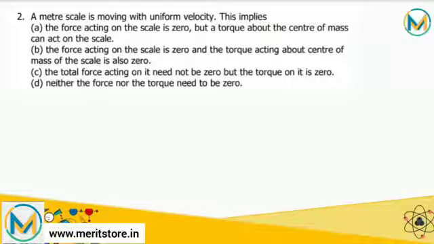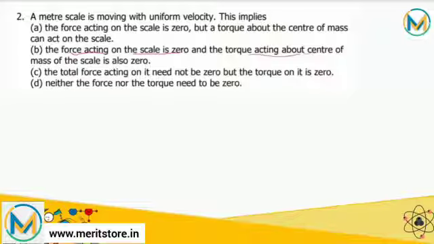This implies, so to solve this type of problem, we have to apply Newton's second law of motion. Newton's second law of motion says that the rate of change of linear momentum of a body is directly proportional to the external force applied on the body. And this change takes place always in the direction of the force applied. And thus the correct answer for this question is option B, that is the force acting on the scale is 0 and the torque acting about the center of mass of the scale is also 0. So correct answer for this question is option B.